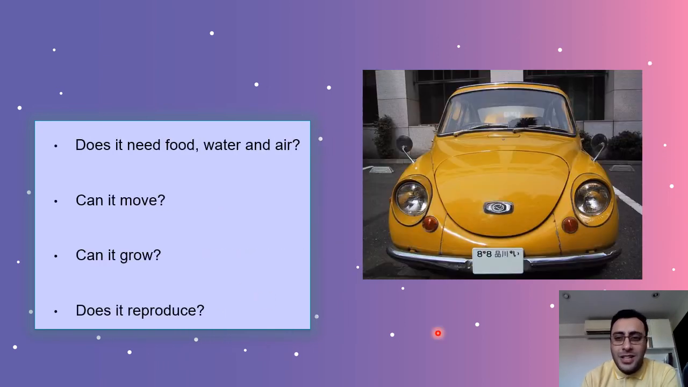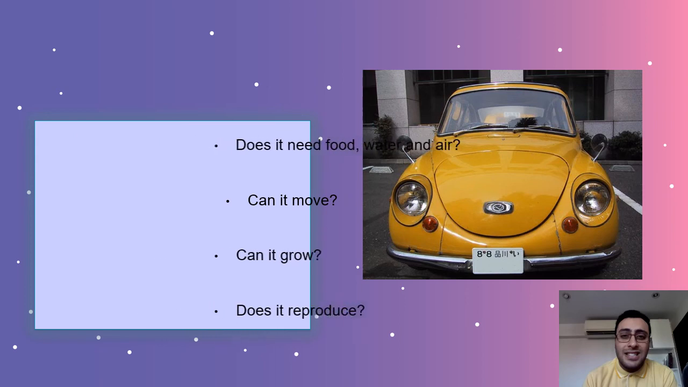Oh, it's a cute car. I love this car. Does it need food, water, and air? No. Can it move? Yes, but it cannot move by itself. We make it move. So, no. Can it grow? Can it become a truck? No. Does it reproduce? Does it have baby cars? No. So, it is a non-living thing.